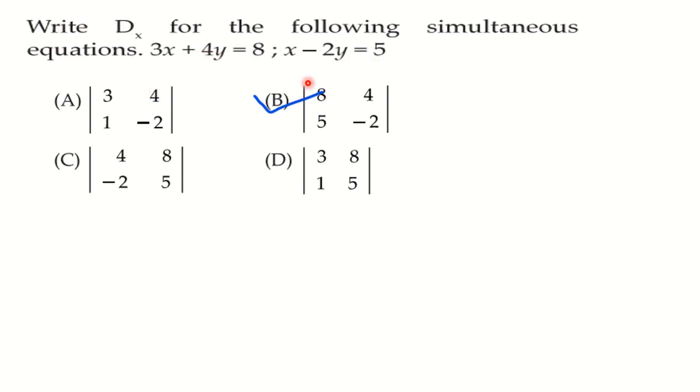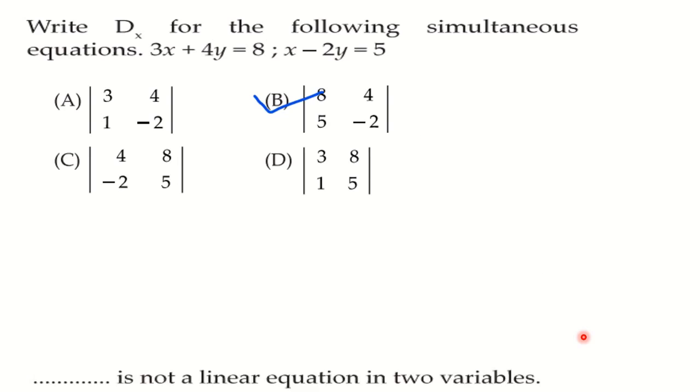So see, this is the only correct option. Nowhere are 8 and 5 written in the other options, so easily you can discard all these three options. Here for dx, 8 and 5 should appear as the first column. The constants from the right hand side appear as the first column. And then the coefficients of y appear as the second column, 4 and minus 2. So this is your correct answer. You can copy it down along with me if you want.